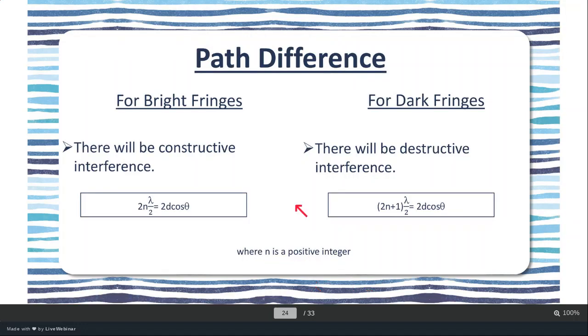Okay, so for bright fringes and dark fringes, we have seen right now that we observe fringes on the detector. We will be seeing two types of fringes, bright fringes and dark fringes. Bright fringes happen when there is constructive interference. When constructive interference happens between those two waves, we see bright fringes. For dark fringes, there will be destructive interference. So when destructive interference happens, we see those dark fringes.